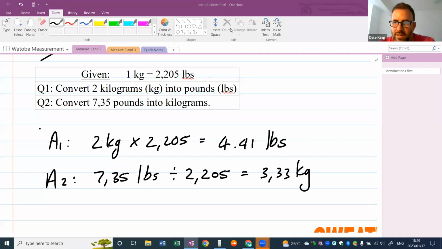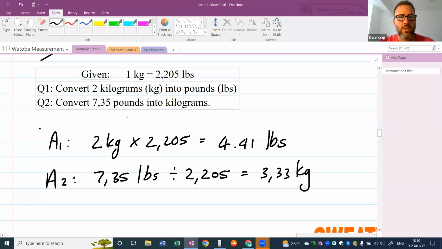Oh, Lindsay. Okay, try your best, my girl. Why is it times in the first one, but division in the second one? Okay. So in the first one, when we're going from our 1 kilogram into 2.2, we are making our kilograms bigger by 2.2. So we're going to multiply because we're making them bigger. So 1 kilogram is 2.2, and we're making our kilograms bigger, then our final answer, our pounds, must also be bigger. So we're going to multiply.